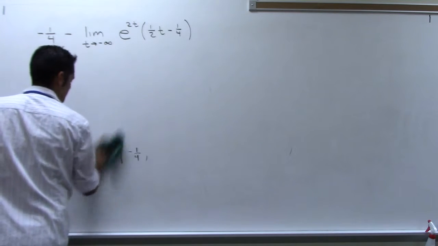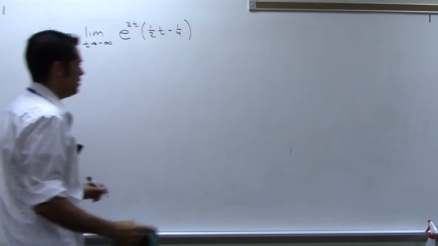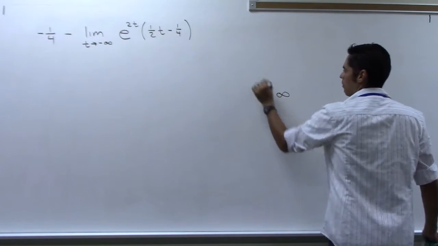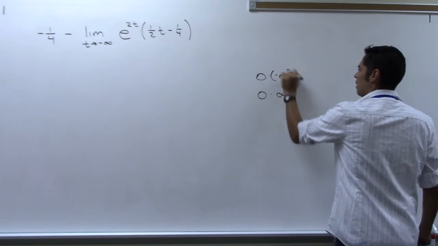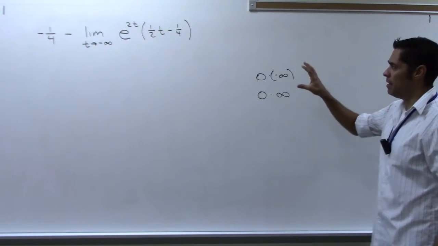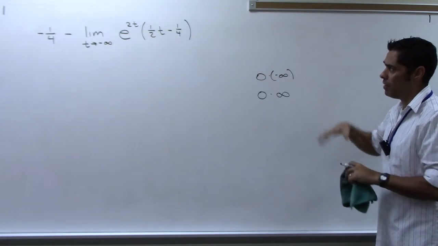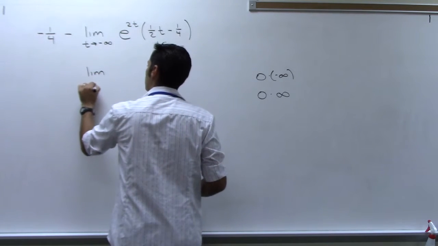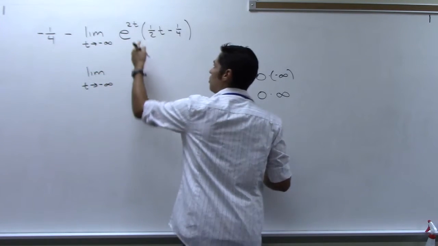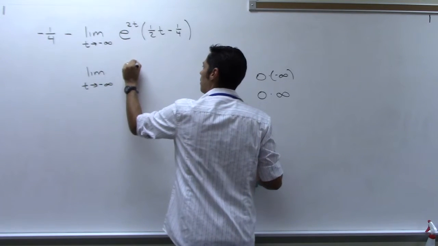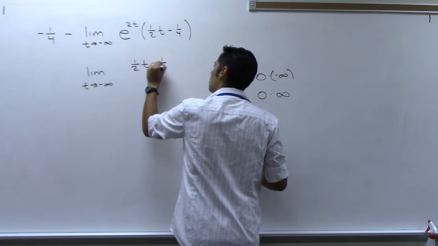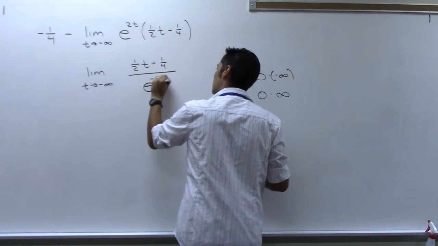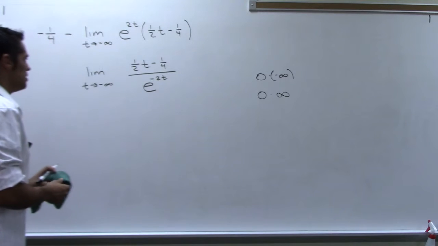Anytime we get 0 times infinity, whenever we ran into that in Cal 1, or 0 times negative infinity, it didn't matter. What we need to do is pick one of them and drop it down and make a ratio out of it. So I'm going to rewrite this as the limit as t goes to negative infinity. I'm going to choose to drop this one down. So I'm going to leave (1/2 t minus 1/4) over, and then I'm going to write e^(-2t). And now let's just double check to see what happens.